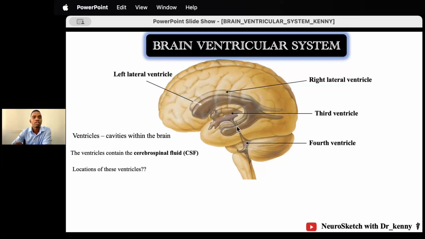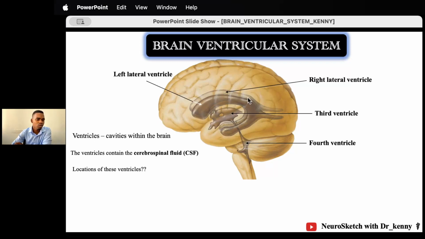Listen to the word cerebrospinal fluid. This is because this fluid is circulating between the brain and the spinal cord. Cerebro for brain, spinal for spinal cord. So this is a fluid which is circulating between the brain and the spinal cord. But within the brain we have special chambers that are called ventricles that are acting as a water system of the brain to circulate this fluid, this watery fluid within the brain.